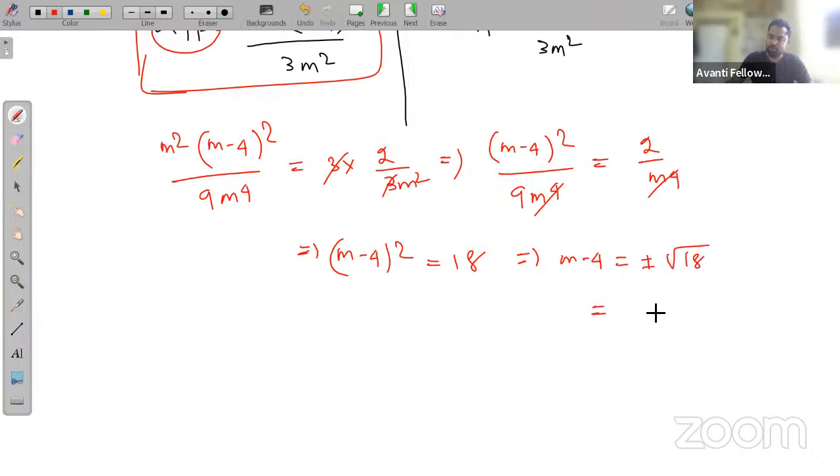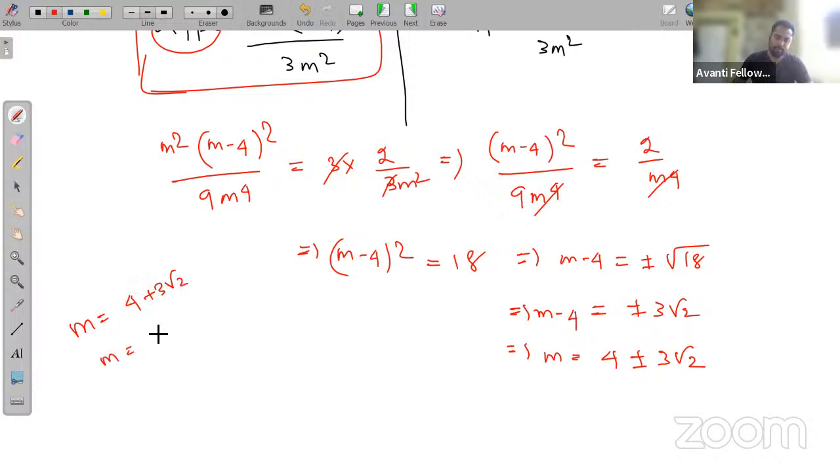So this is under root of 18, which is 3 root 2. So plus or minus 3 root 2. Okay, so m minus 4, I am getting plus or minus 3 root 2. So m becomes 4 plus or minus 3 root 2. Right? So one value of m is 4 plus 3 root 2. Another value I am getting is 4 minus 3 root 2.